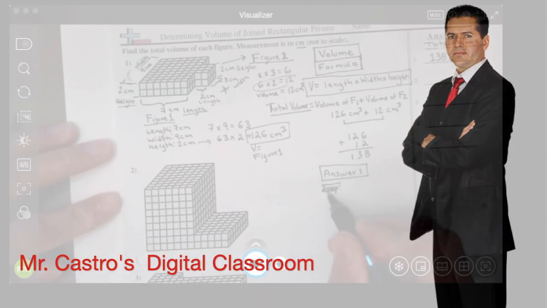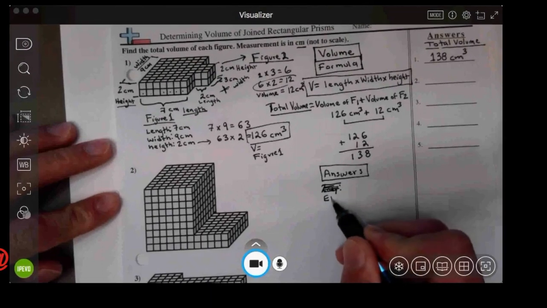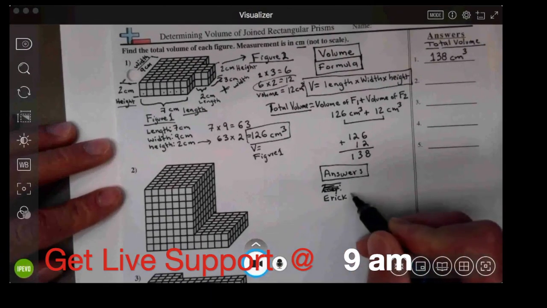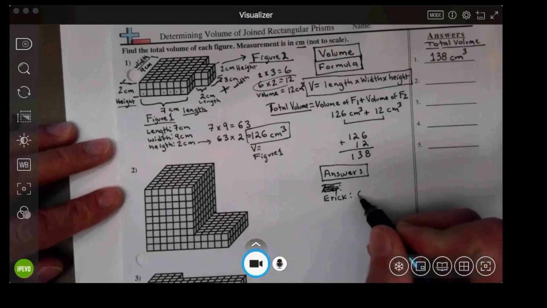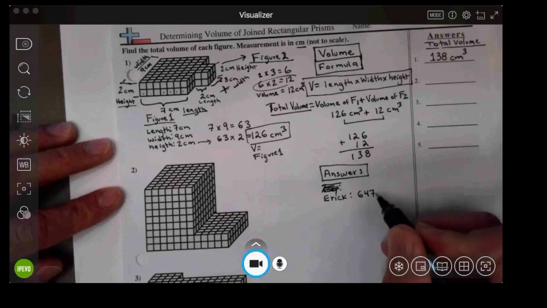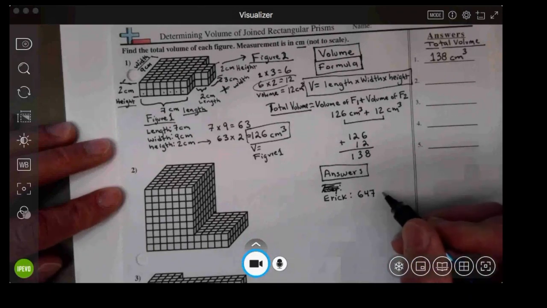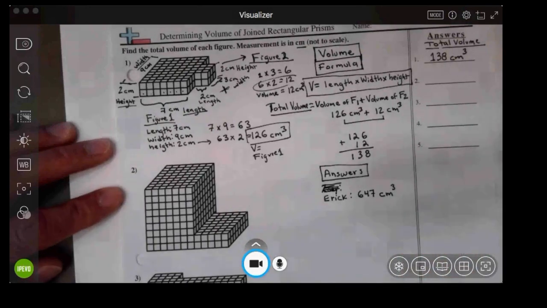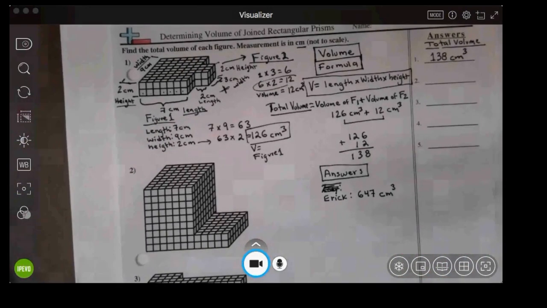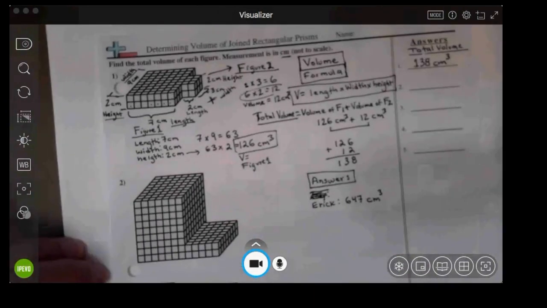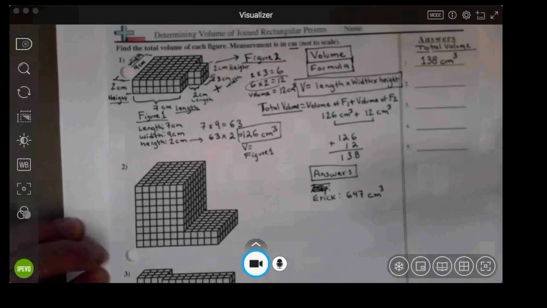What's your answer? What's your answer, Eric? 647. 647? Yeah. 647 what? Centimeters cubed. All right, centimeters cubed. Eric, can you talk to us about it? Does anybody else have a different answer?